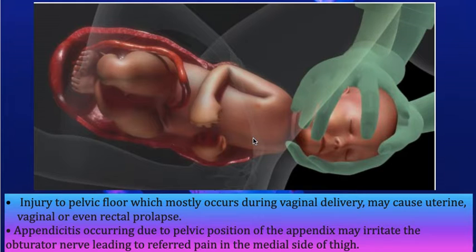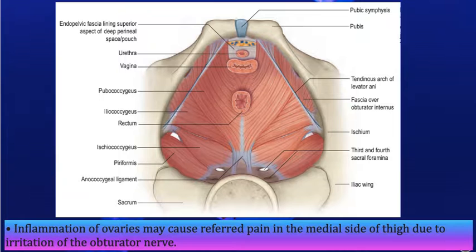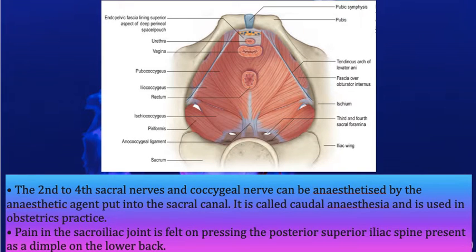Now, injury to the pelvic floor, which mostly occurs during vaginal delivery, may cause uterine, vaginal, or even rectal prolapse. Appendicitis occurring due to pelvic position of the appendix may irritate the obturator nerve, leading to referred pain in the medial side of the thigh. Also, inflammation of the ovaries can cause referred pain in the medial side of the thigh due to irritation of the obturator nerve. The second to fourth sacral nerves and the coccygeal nerve can be anesthetized by an anesthetic agent put into the sacral canal. This is called caudal anesthesia, used in obstetrics practice. Pain at the sacroiliac joint is felt on pressing the posterior superior iliac spine present at a dimple on the lower back.